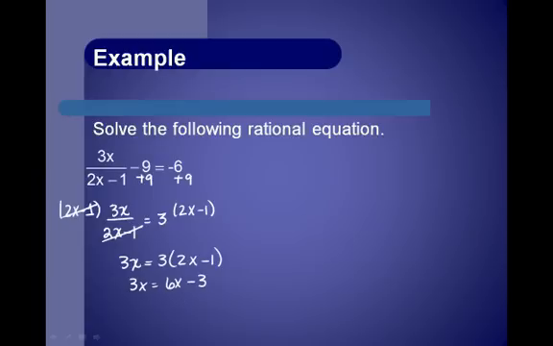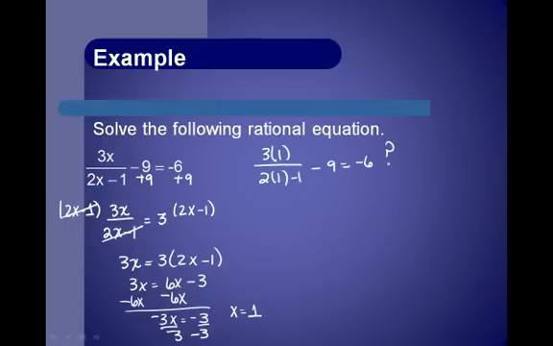Now we want to get all of the x terms on one side, so we're going to subtract 6x from both sides, and we get negative 3x is equal to negative 3. Divide both sides by negative 3, and we get x is equal to 1. As before, to check it, take your x, plug it back in, and see if we get the original problem. 3 times 1 is 3. 2 times 1 is 2. 2 minus 1 is 1. So we get 3 minus 9, which is negative 6. So this checks.